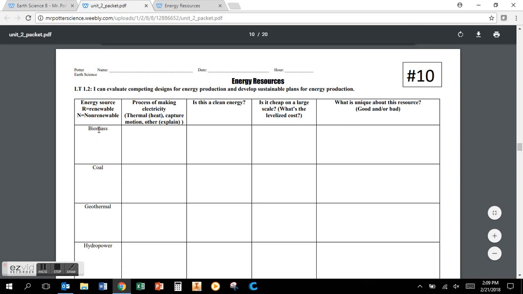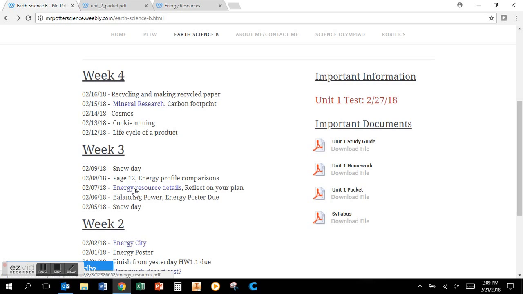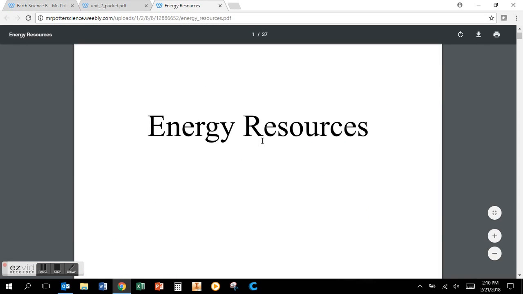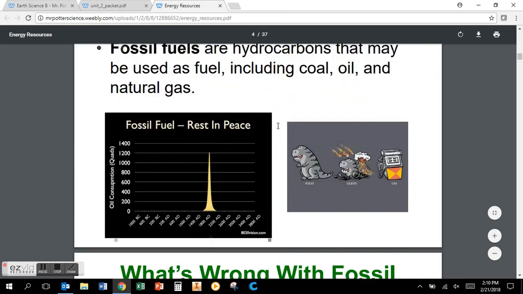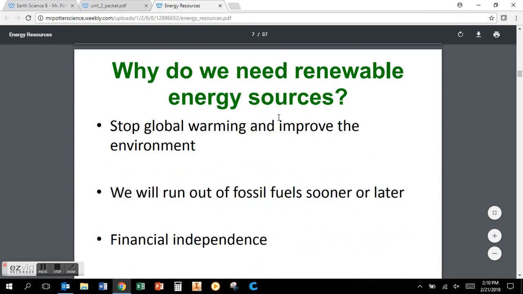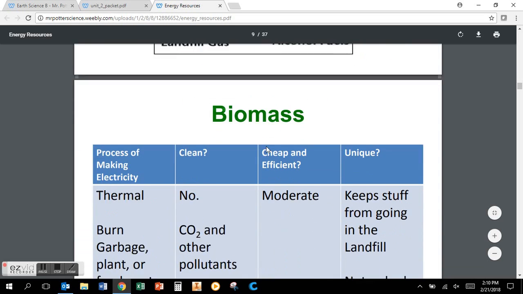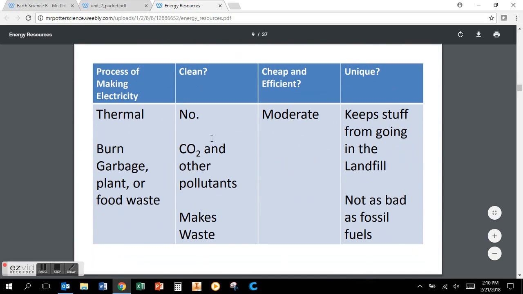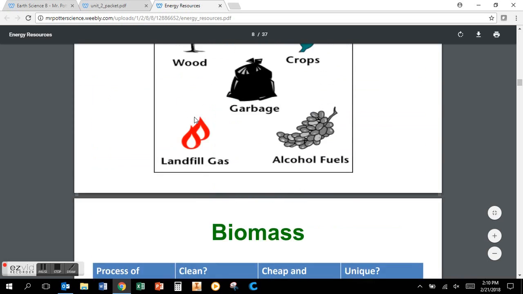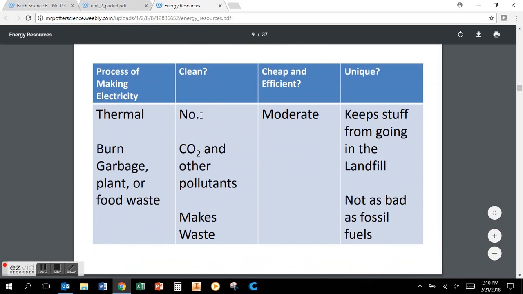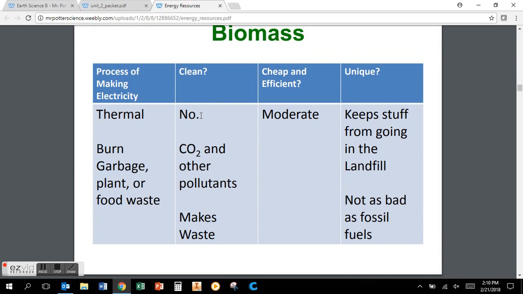To access that information, go to my website and click on energy resource details. This is a PowerPoint that we went through in class. We skipped through the first few slides because that was all review. Then we got to biomass, and this blue slide after the first initial slide gives all the information we need. Biomass is a thermal energy source.